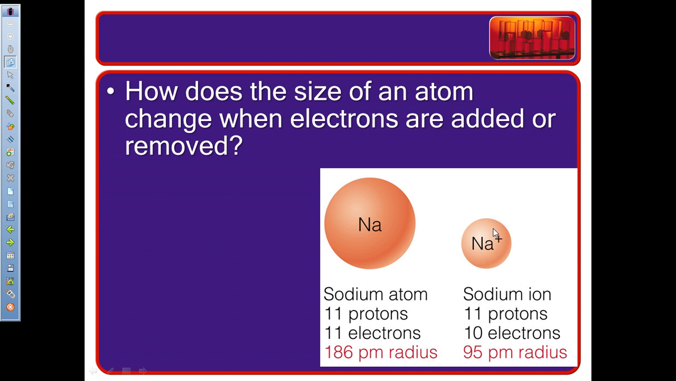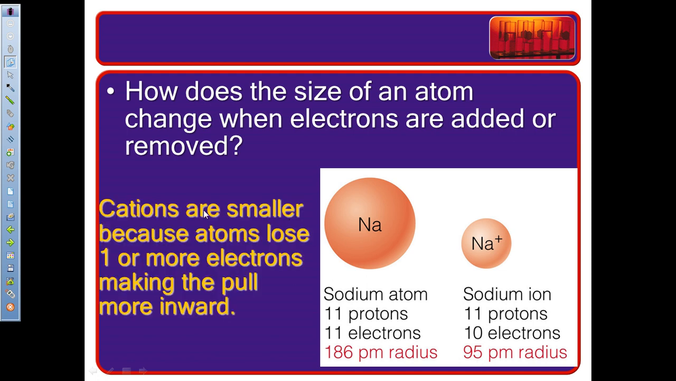+1. How did it become positive? It's a cation, right? Well, it lost an electron. And when it lost that electron, it actually becomes a smaller atom. A couple reasons why. It loses an electron, so it pulls in tighter, but it's also where that electron's coming from. So look, now we have 11 protons, 10 electrons. We have more positives to pull in. Look at the radius. It's almost half. So cations are smaller because atoms lose electrons, pulling them in more.